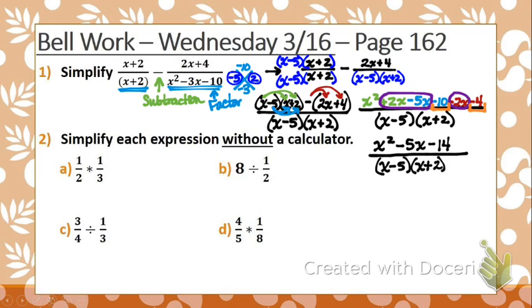Am I done? No. Why not? Use an exponent. There is an exponent up on top. We're going to check to see if this reduces.